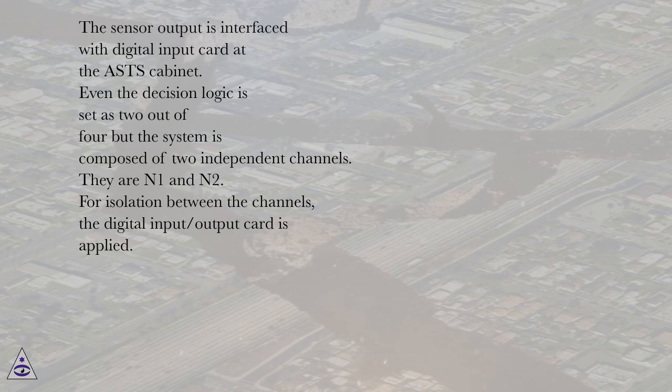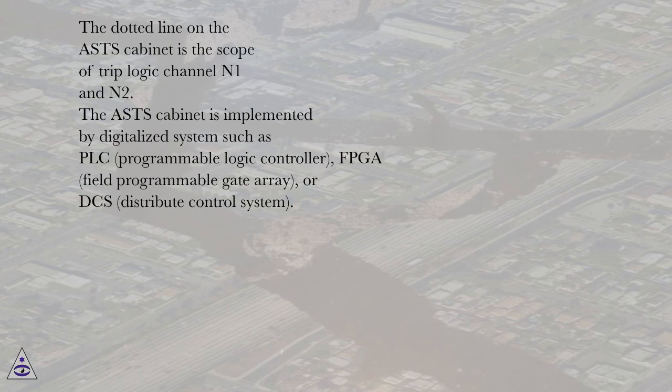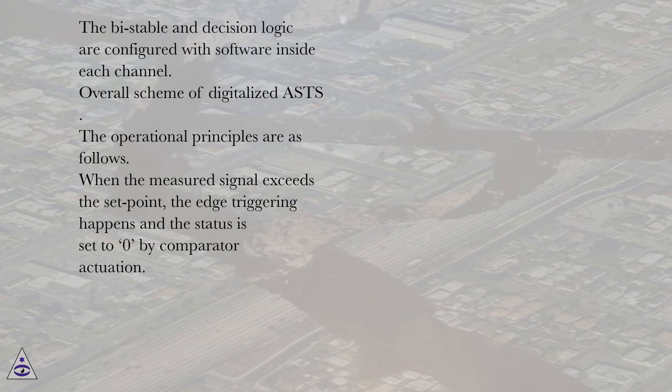For isolation between the channels, the digital input/output card is applied. The dotted line on the ASDS cabinet is the scope of trip logic channels N1 and N2. The ASDS cabinet is implemented by digitalized systems such as PLC, Programmable Logic Controller, FPGA, Field Programmable Gate Array, or DCS, Distributed Control System. The bistable and decision logic are configured with software inside each channel. Overall scheme of digitalized ASDS.